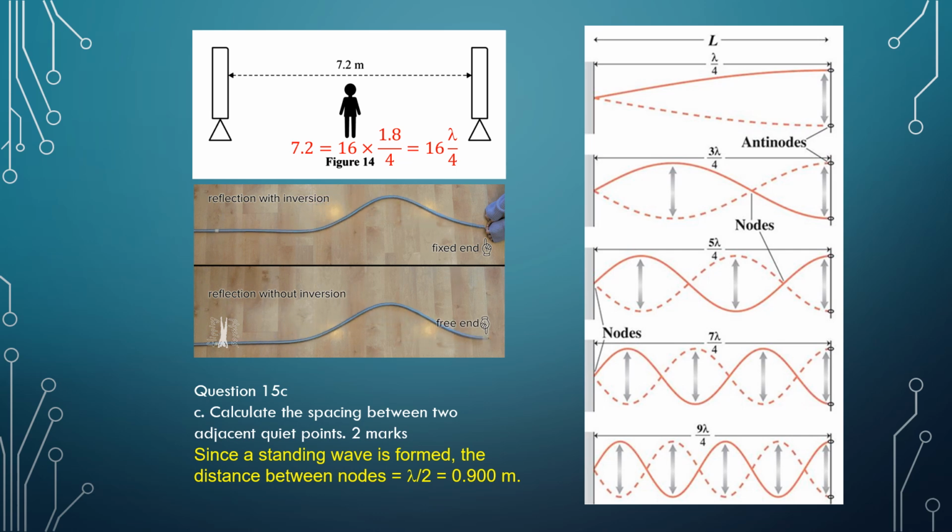Both speakers are the same phase and wavelength, and the length between the two speakers is 16 times 1/4 of the wavelength. So, the standing wave is formed between the fixed and open ends. In this standing wave, the distance between nodes, quiet points, is half wavelength. Generally, the distance between antinodes is also half wavelength.